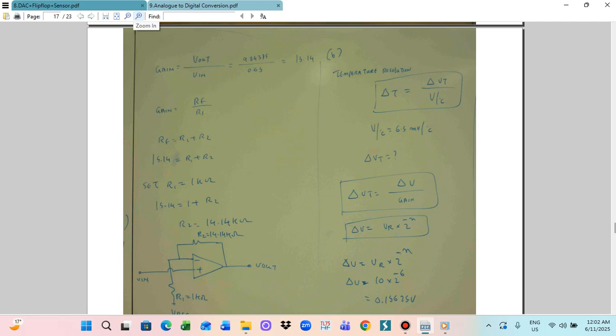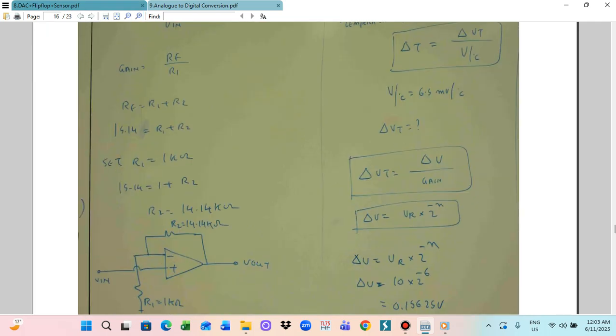The voltage per degree centigrade is given as 6.5 millivolt per degree centigrade. So you have to calculate the delta VT. Delta VT needs to be calculated. The delta VT formula is delta V divided by K. So this is another formula, and delta V you can also calculate.